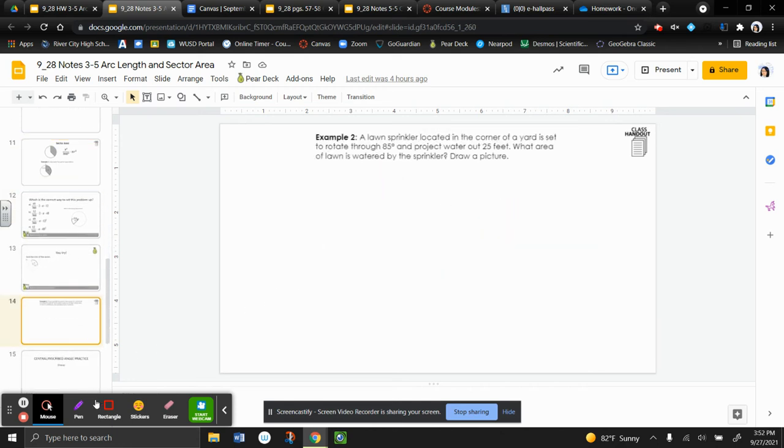All right, let's look at this word problem. It says, a lawn sprinkler located on the corner of a yard is set to rotate through 85 degrees and project water out 25 feet. What area of lawn is watered by the sprinkler? So you can think of it this way, right? Here we have our lawn, and say we have our sprinkler. Well, it's going to spray a certain amount, kind of like in a sector. And the degree it sprays out is 85 degrees. It projects it out 25 feet, so that's going to be our radius of our sector. We want to know how much area does this cover?